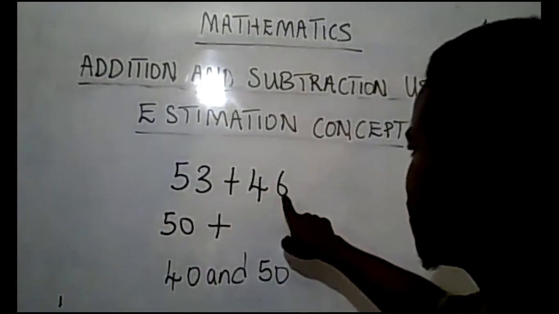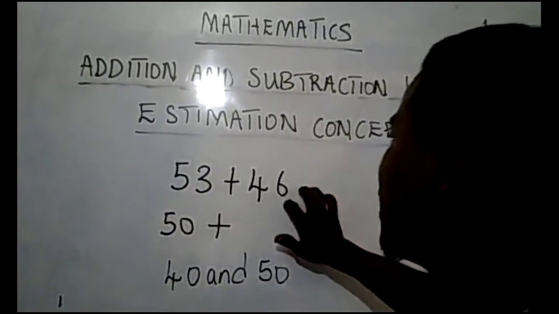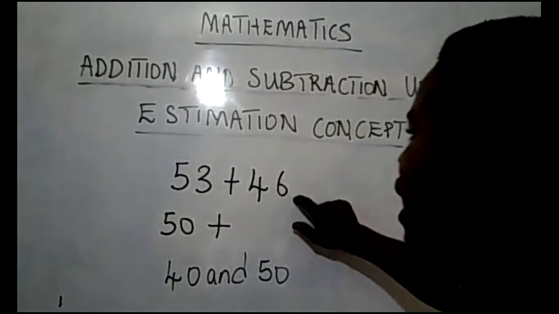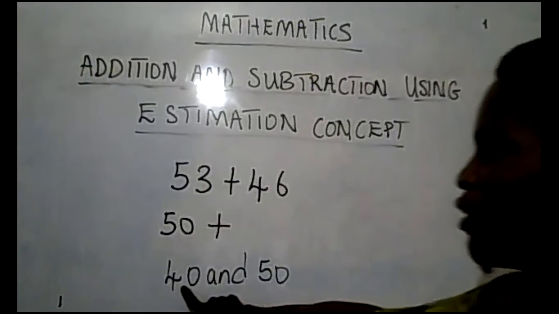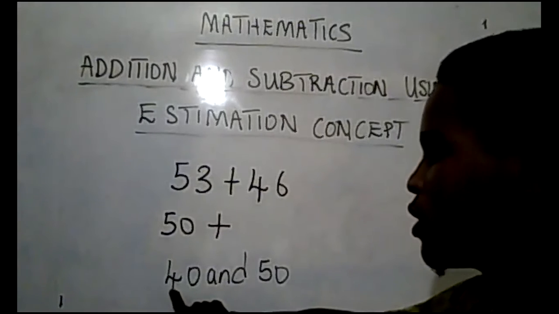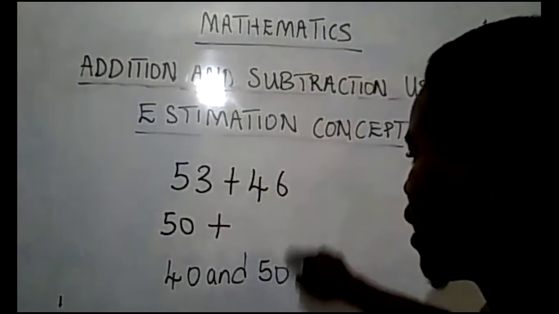Now, looking at this figure here, this is 6, that is also 46. We have 6 here. Now, this 6 is bigger than 5, so automatically we are rounding up. Which means it is closer to 50 than to 40. We are not going to round down, because rounding down would give us 40. But because we have 6 here, we cannot round down, we are rounding up.